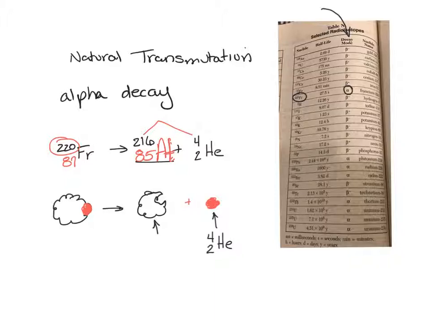That is alpha decay. You're going to recognize natural transmutations because they will always start with one reactant and they will become 2 products. One of the products is going to be an alpha particle, a beta particle, or a gamma ray. One of those 2 products is going to be, in this case, an alpha. And because it's an alpha, we call it alpha decay.